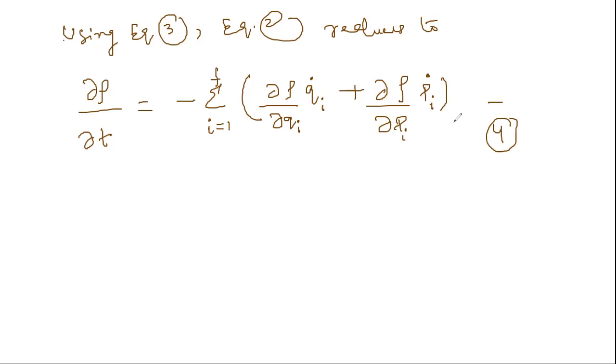So this equation 4 gives me how this density function ρ changes in time, but at a fixed point in phase space, because it is a partial derivative of ρ with time. ρ depends not just on time, it depends on all q's and all p's. So this is giving me the rate of change. Let me write it clearly.